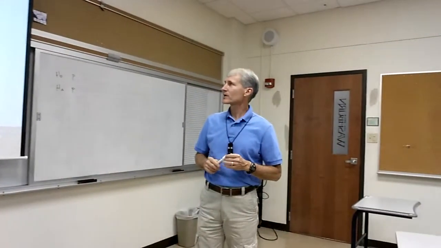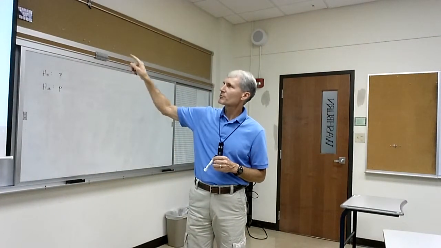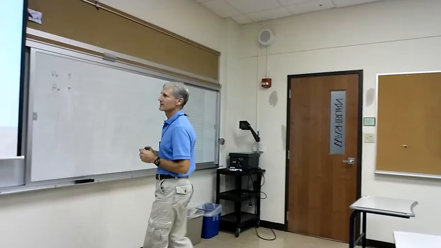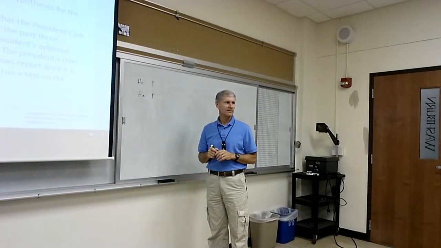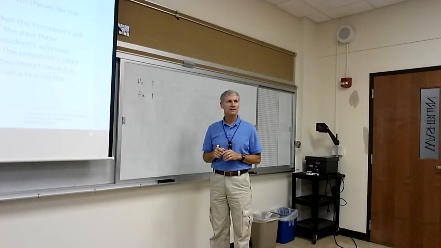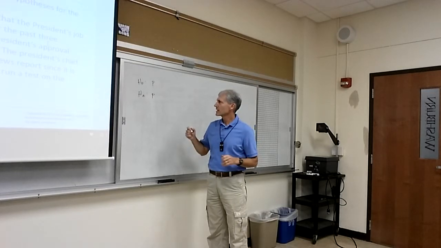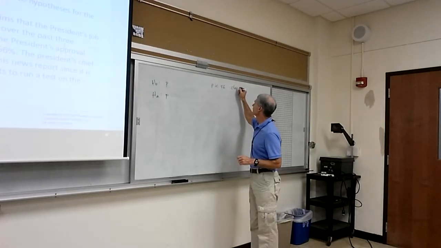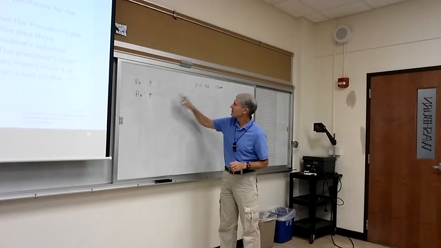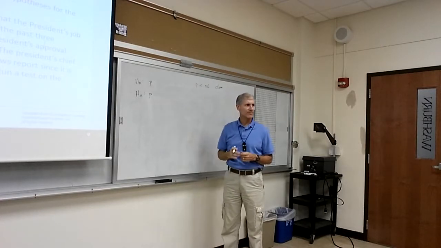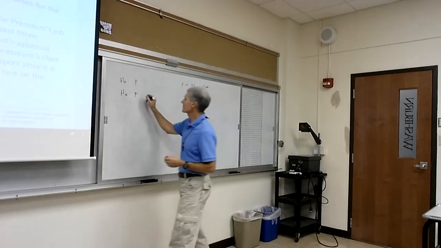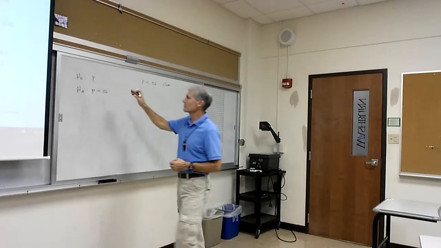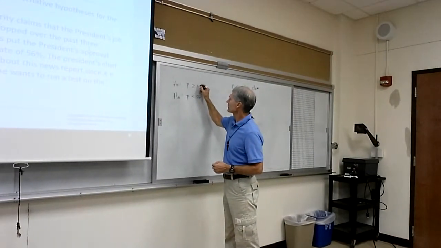Then the claim that we want to test claims the president's job approval rating has dropped. How do I write that? P less than 0.56, right? P less than 0.56, that's the claim. Now we decide, is that the null or the alternative? That's the alternative. How do I know it's the alternative? There's no equal. So what is the null hypothesis? Greater than or equal to 0.56.